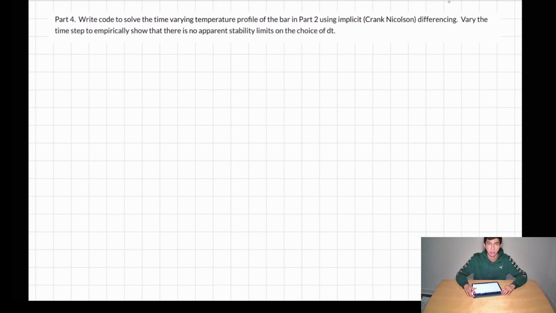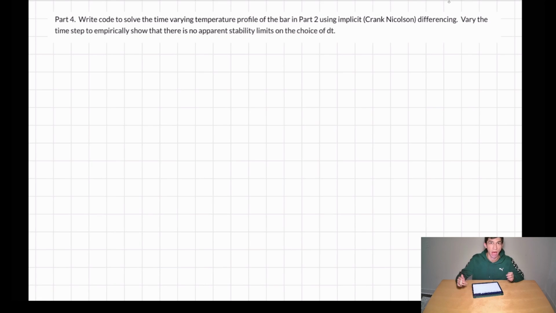Hello everyone, this is part 4 in our video playlist, and in this video we're going to write code to solve the time varying temperature profile of the bar in part 2 using an implicit differencing, also known as the Crank-Nicolson method. Vary the time step to empirically show that there is no apparent stability limit on the choice of dt.